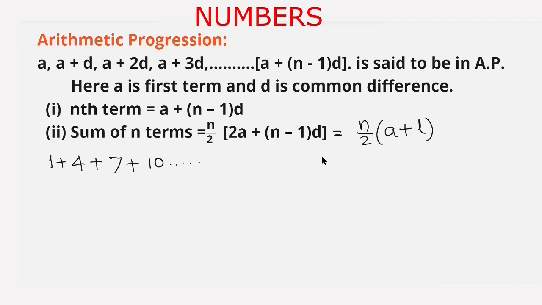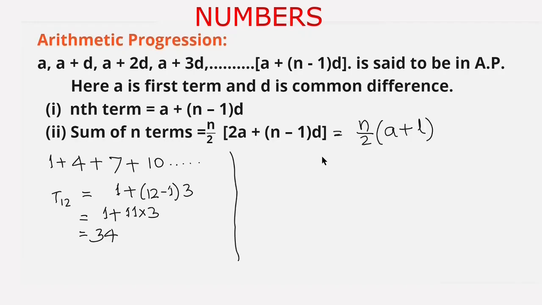If we have to find the 12th term, then 12th term, I write T12, term 12, equal to 1, which is the first term, plus n minus 1. Here value of n is 12. 12 minus 1 into common difference 3. So this is 1 plus 11 multiplied by 3. This is 33. And 33 plus 1 is 34. This way we can find the 12th term or nth term.